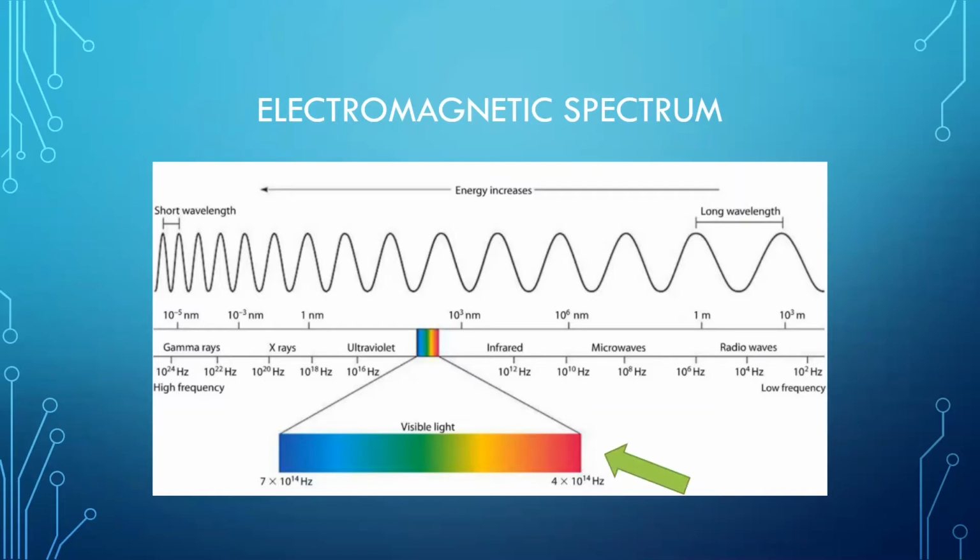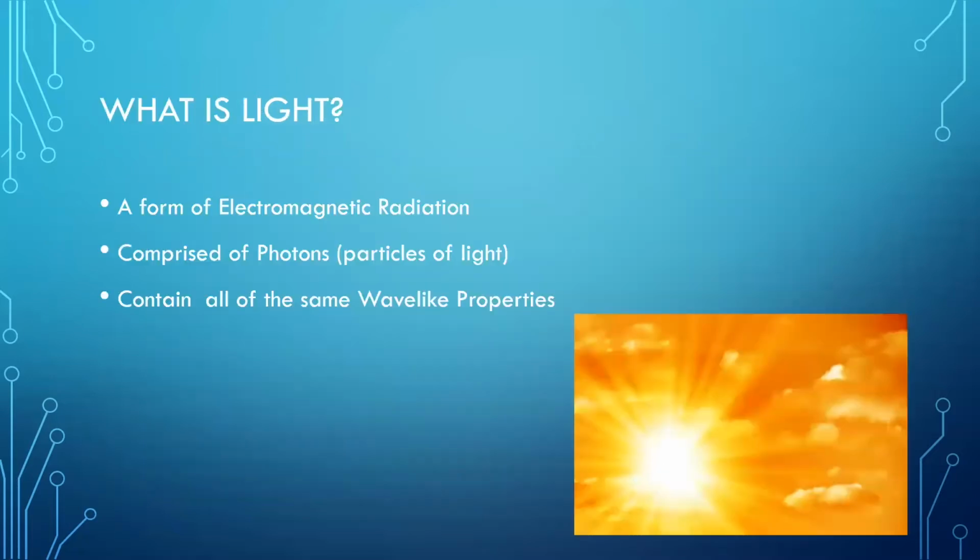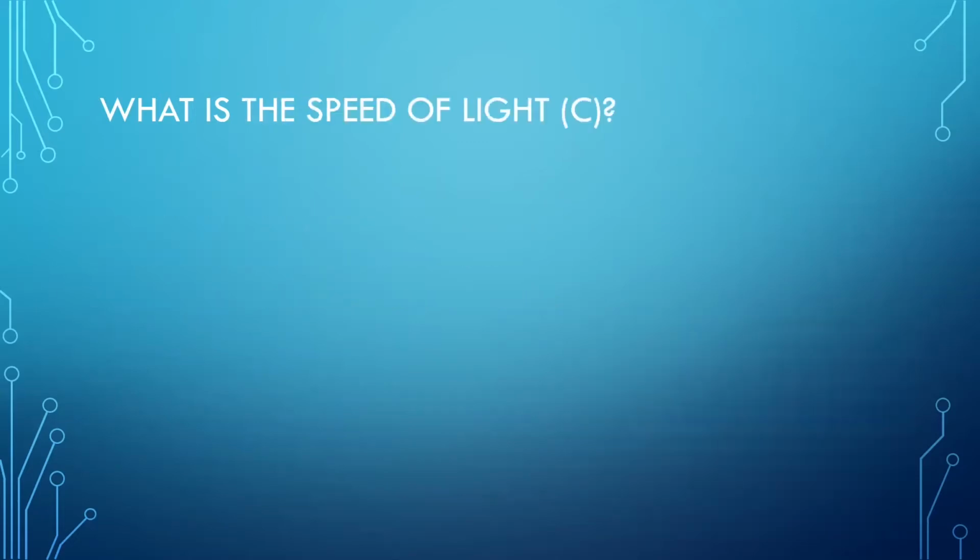And today we're going to focus on this tiny sliver of visible light. This tiny sliver is the only portion of light that we can actually see with our eyes. And so what is light? Let's focus on that for a moment. Well, it's a form of electromagnetic radiation, like we stated earlier, and it's comprised of photons, which are just particles of light. And they all contain the same wavelength properties we previously discussed.